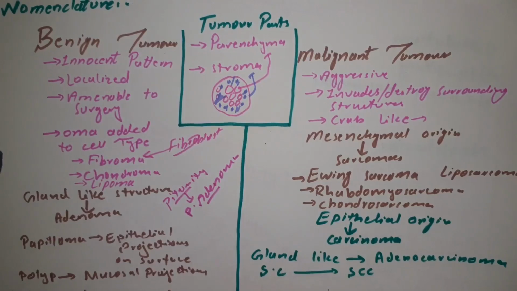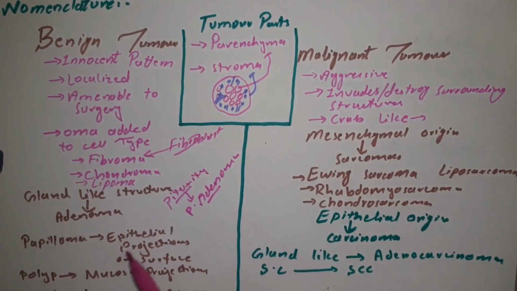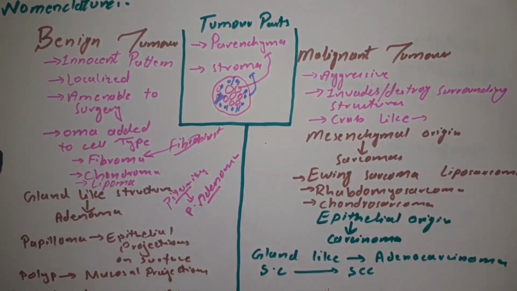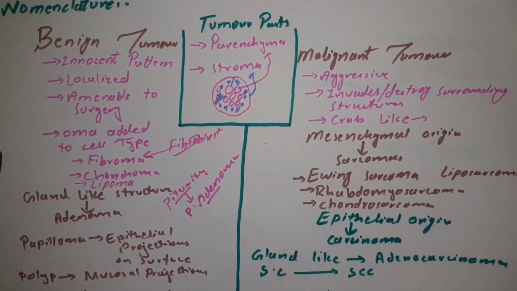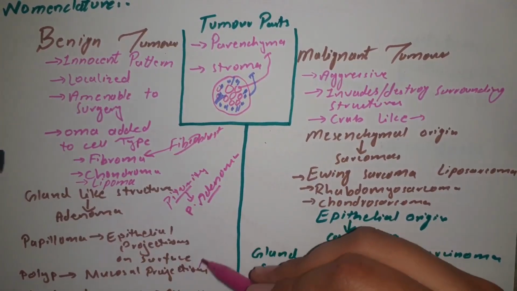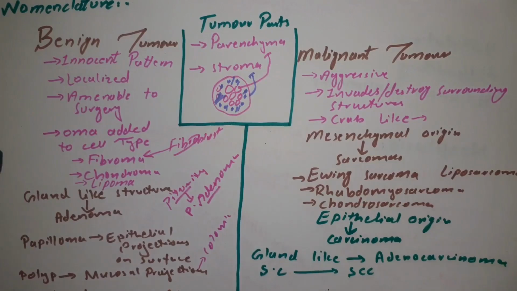And if a tumor makes finger-like projection on a surface, then the word papilloma is used. Papilloma is an epithelial tumor which makes finger-like projection on a surface. And if a tumor makes finger-like projection inside a mucosal surface, then the word polyp is used. For example, colonic polyp or nasal polyp. Nasal polyps are basically inflammatory. However, they can also be of neoplastic origin.